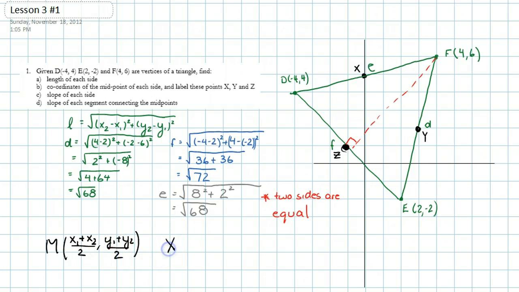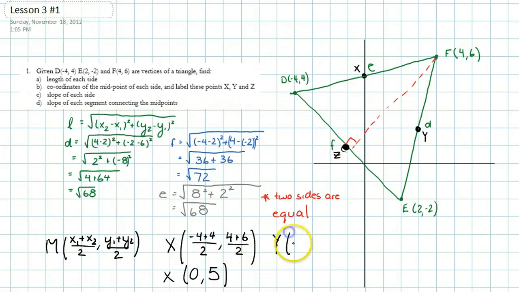So therefore, x is going to be (negative 4 plus 4) over 2, comma, (4 plus 6) over 2. So x is going to give me 0, comma 4 plus 6 is 10, over 2 is 5. 0, comma 5. That's good.